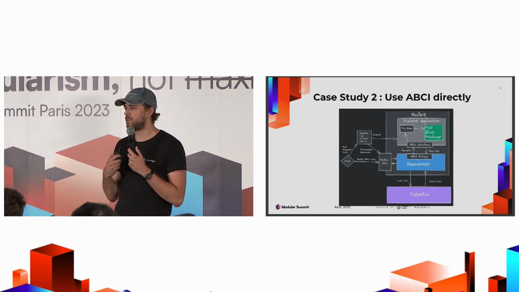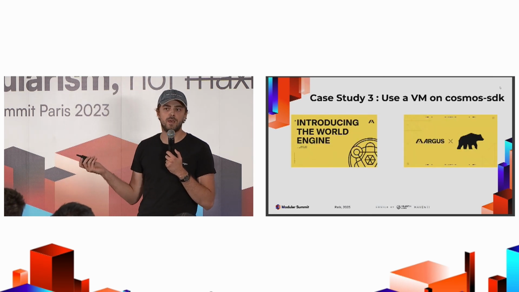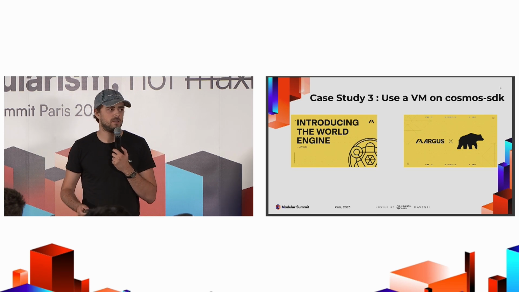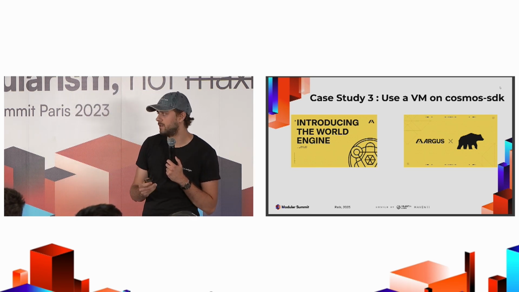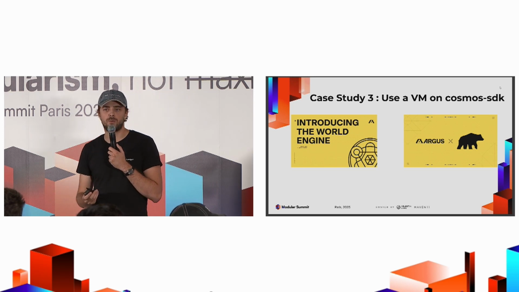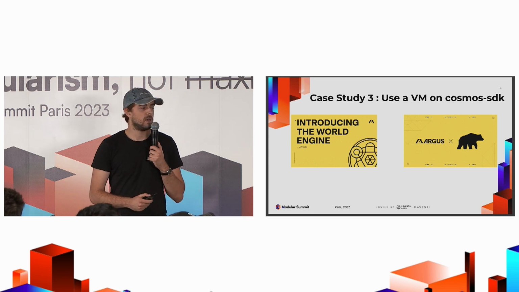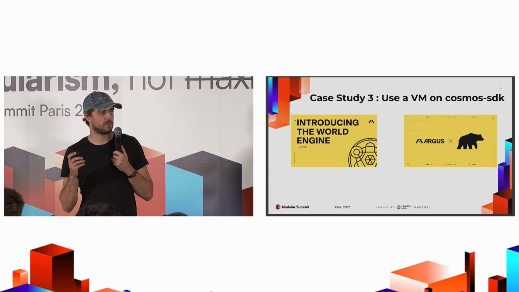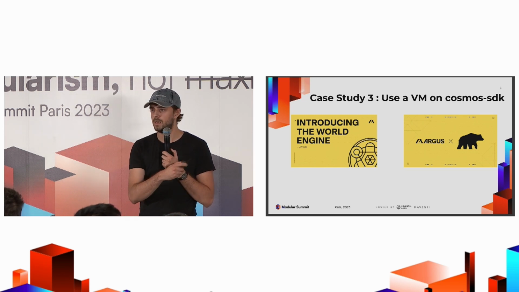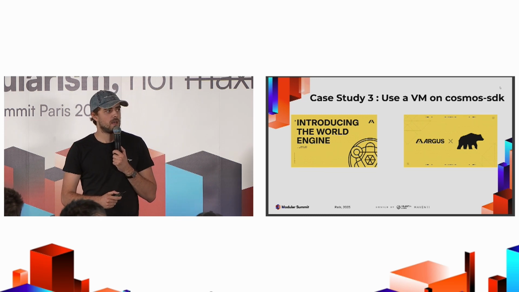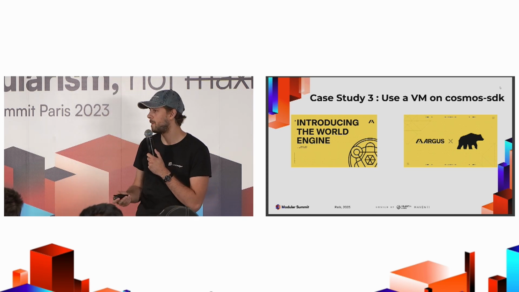And now what you can also do is choose a VM on top of the Cosmos SDK. That's what we're very excited about, what Argus is doing. Argus is building the world engine on top of Rollkit, and they use Polaris. Polaris is a great EVM that is built on top of the Cosmos SDK. And they had some talks, and I think there will be another talk today, so please check them out.